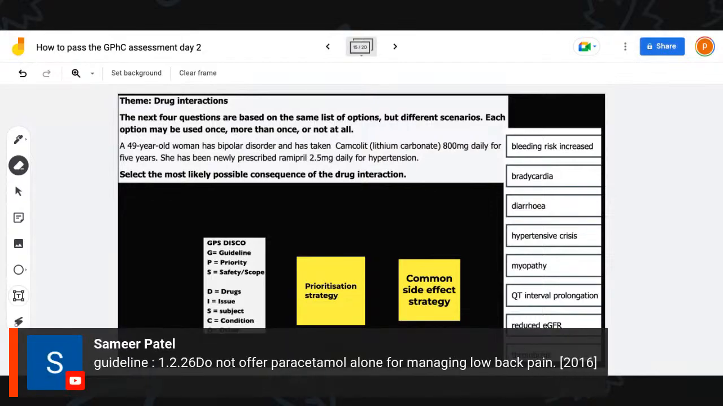Someone has put this on here. Samir, thank you. Guideline: do not offer paracetamol alone for migraine. Fantastic, thank you very much. Great stuff, people.